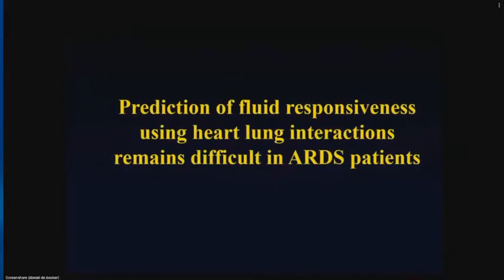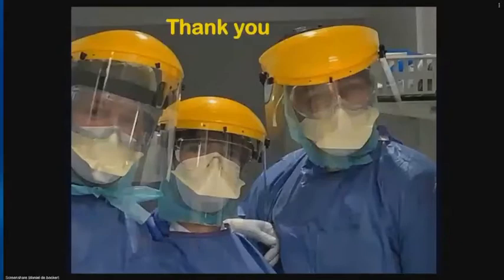And so, the prediction of fluid responsiveness using heart-lung interactions remains difficult in ARDS patients because of the specific ventilatory settings that we apply in these patients and the incidence of acute cor pulmonale of at least 20% in many of these patients. And with this, I thank you very much for your attention.